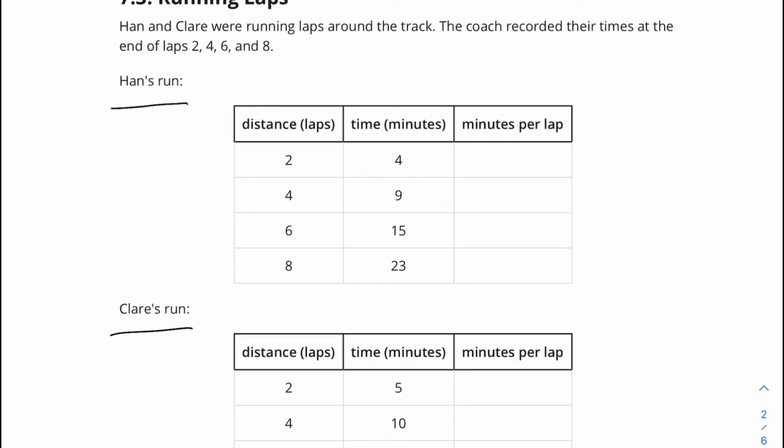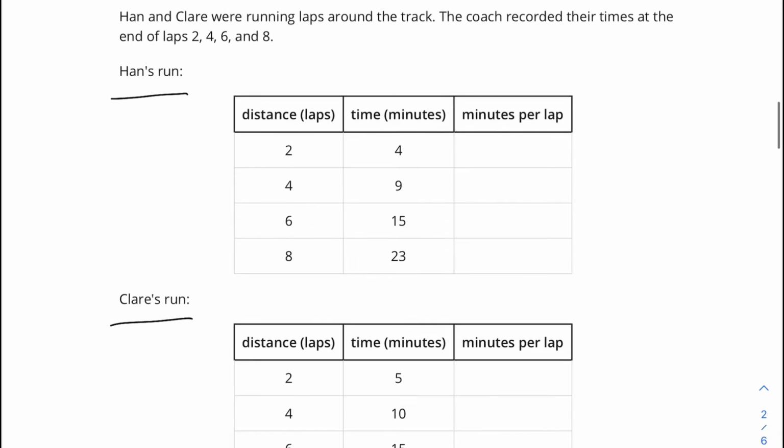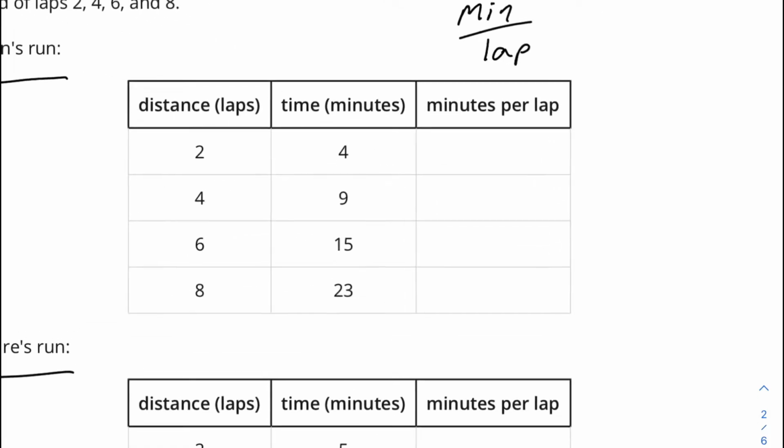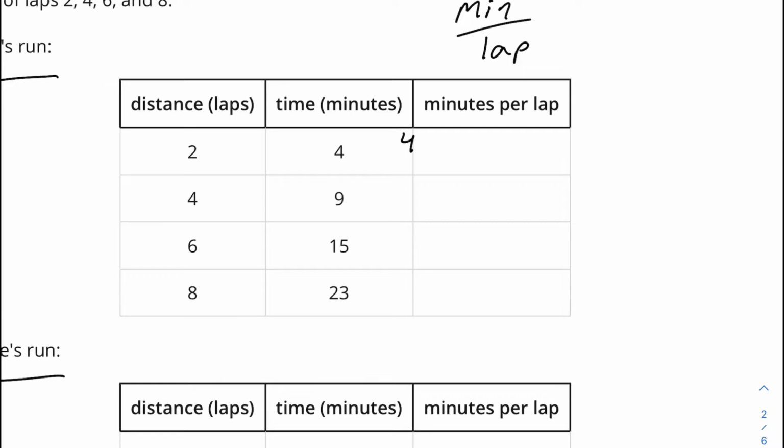We notice it says distance in laps, time in minutes, and minutes per lap. So when I see minutes per lap, I'm going to think of that as a fraction, a ratio of two things. So we have our time in minutes over the distance in laps. So we're going to do 4 divided by 2. 4 divided by 2 is 2 minutes, so it's 2 minutes per lap. And then we have the minutes are 9 and 4 laps, so it's 9 over 4. Now 9 divided by 4 is 2 and 1/4, or 2.25.